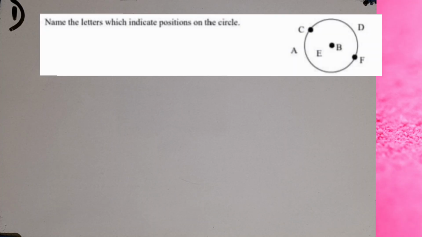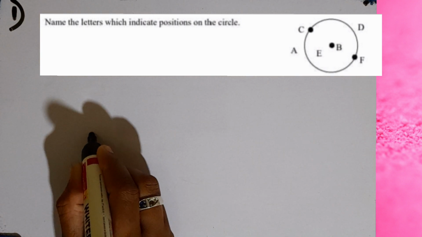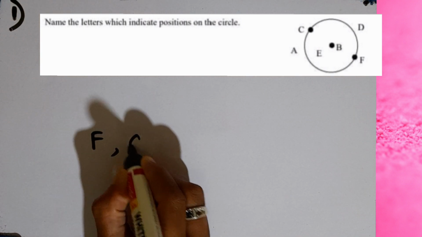Question number 1. Name the letters which indicate positions on the circle. On the circle means on the curved line. So, on the circle there are points F and C. So, we can name them as F, C.